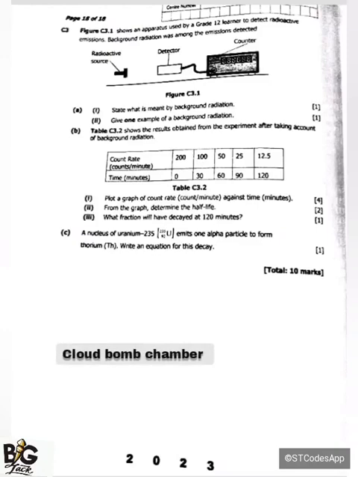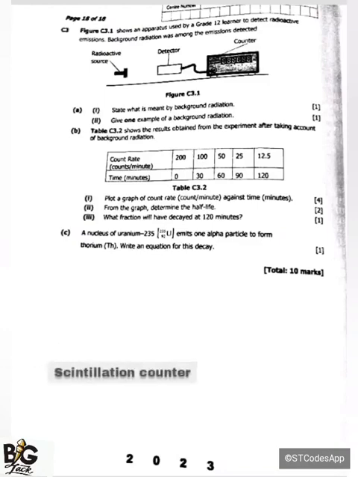scintillation counter. When you use the scintillation counter, it is more like the one in the diagram here. This one here is the scintillation counter. Apart from that, you can also use the photographic plates or films. Yeah, so those are the ways of detecting radiations.